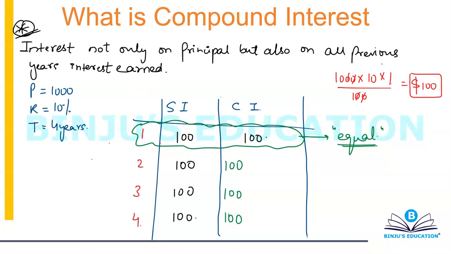While calculating the compound interest for the second year, you'll be calculating interest on the interest of the first year. What I mean is, apart from this 100 that you will be getting from the principal value, you will also be calculating 10% of this 100. That is the first year's interest. So 10% of this 100 will come out to be 10. So in total, your second year's interest will become 110.